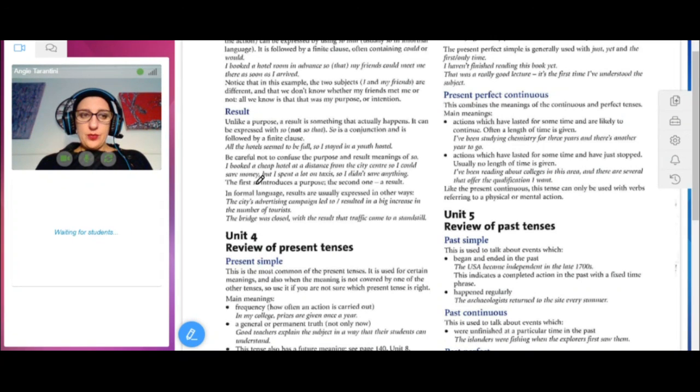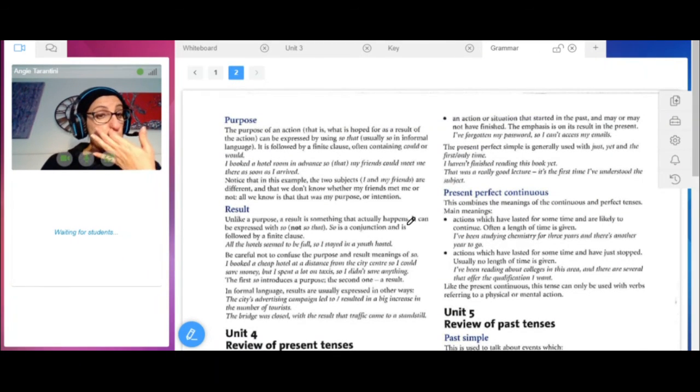In formal language, results are usually expressed in other ways. For example, the city's advertising campaign led to or resulted in a big increase in the number of tourists. The bridge was closed with the result that traffic came to a standstill. So these are useful expressions for you to learn, especially for your writing task. When you write an essay, you want to be a bit more formal. Also with Task 1, academic module. Task 1, general training, really depends on the type of letter that you have to write, whether more formal or more informal. All right.